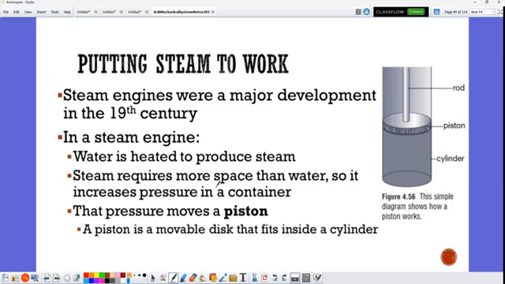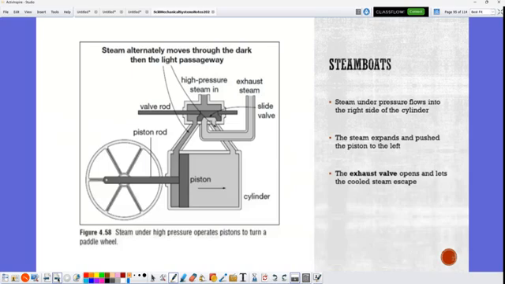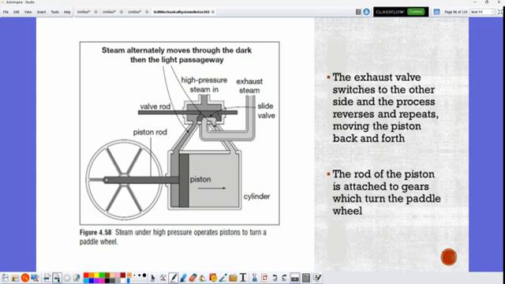Water can be heated to make steam. That steam requires more space than the water, so it increases the pressure. The pressure moves the piston, and that's attached to some sort of device to change it so we could do work. Right? And here is the one with the paddle wheel. You could see we have the piston that goes back and forth. We have the import steam, we have the export valve. And as it pushes this, it turns the wheel. The exhaust valve switches to the other side, and it reverses itself, moving the piston back and forth. The rod of the piston is attached to gears, which turn the paddles and the wheel.